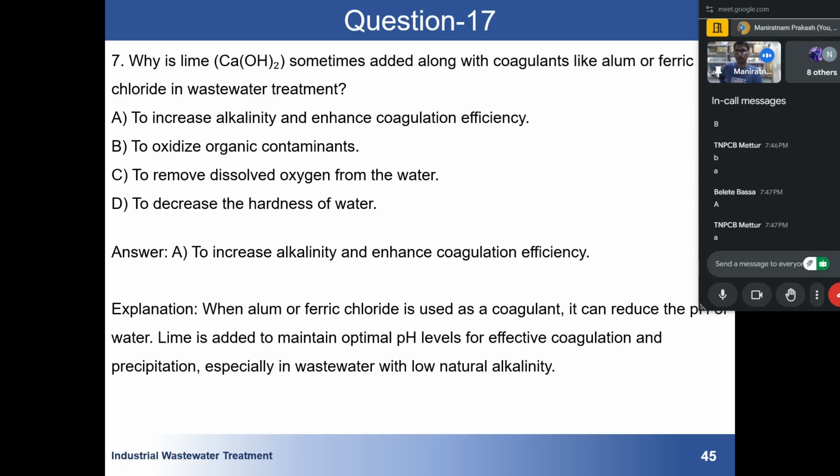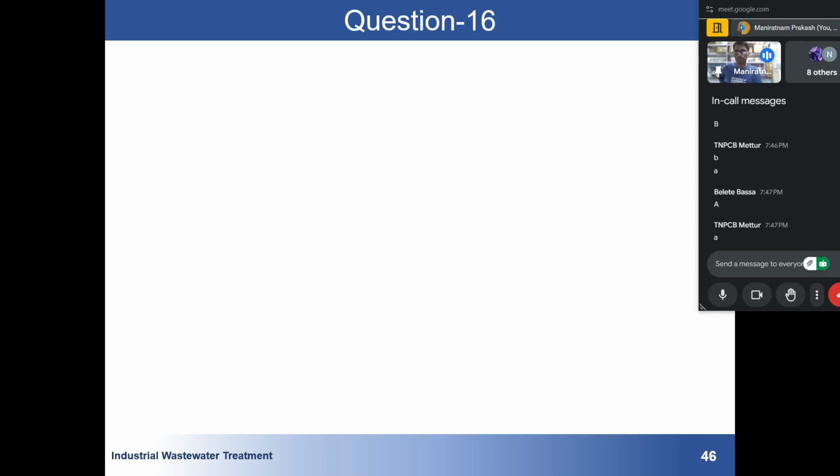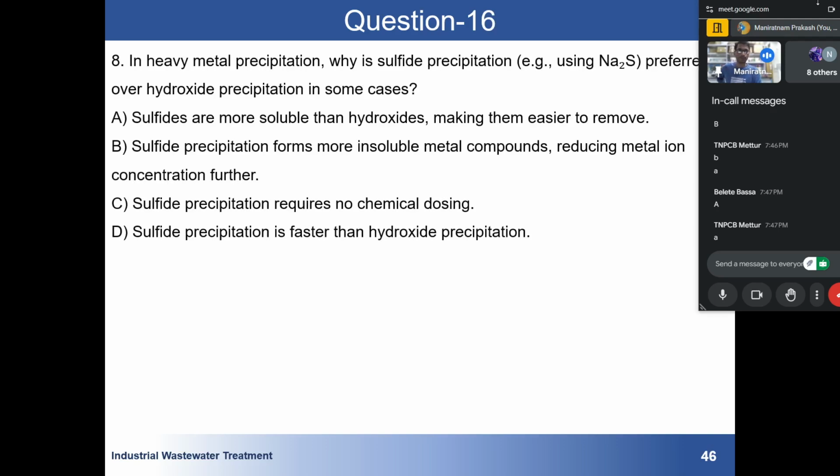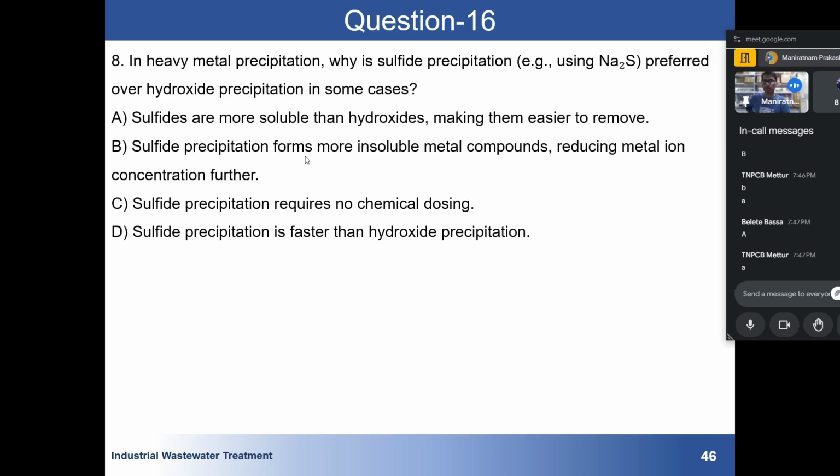Again, it will be question number 18. This is not the last question, there is one numerical question after that. In heavy metal precipitation, why is sulfide precipitation preferred over hydroxide precipitation in some cases? A: Sulfides are more soluble than hydroxides, making them easier to remove. B: Sulfide precipitation forms more insoluble metal compounds, reducing metal ion concentration. C: Sulfide precipitation requires no chemical dosing. D: Sulfide precipitation is faster than hydroxide precipitation. Answer it.